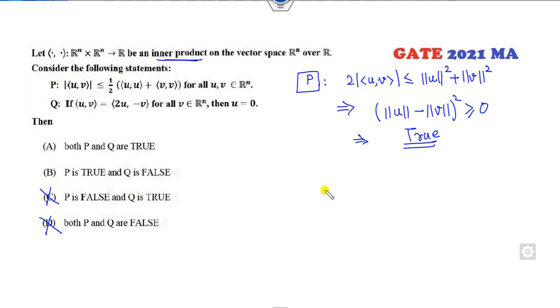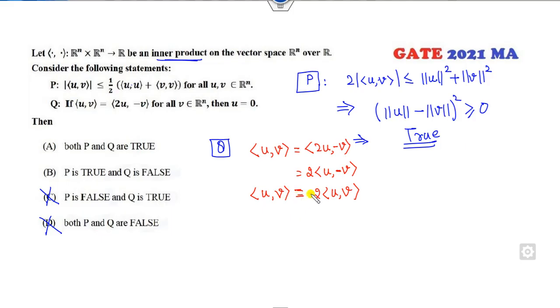Fine. Now look at the Q. How can you check the Q? We can start from here. U comma V is nothing but 2U comma minus of V. So I can take 2 as common, that is the same thing, minus of V. Now I can take minus common, it's real, so there is no problem about that. It's U comma V. So on the left hand side is also U comma V, right hand side is minus of 2.